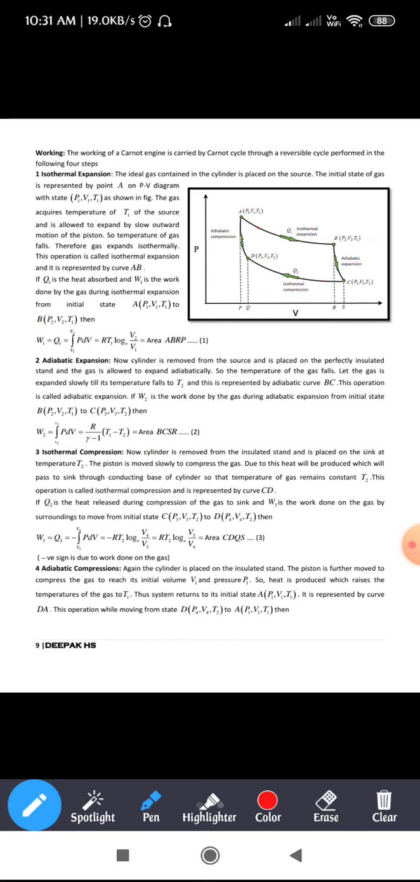So now just go through this adiabatic expansion clearly. Just go through the explanation, the PV diagram and the equation too. Just go through it for a few minutes. In case you have any doubts, you can let me know.